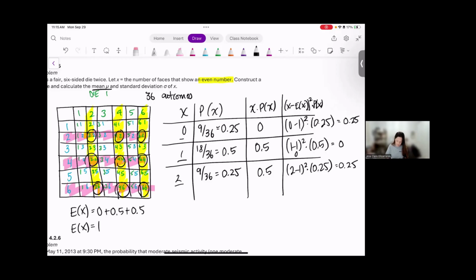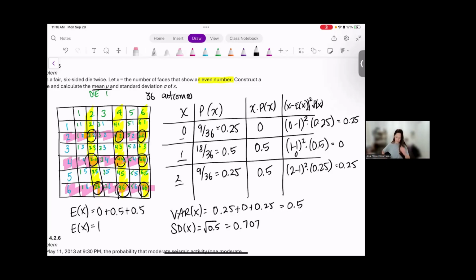Now, if I sum that, I'm going to get the variance of 0.25 plus 0 plus 0.25. That's going to give me a variance of 0.5. So then the standard deviation is found by square rooting 0.5, which is about 0.707. So we have a standard deviation of 0.707, and we have an expected value of 1 for this problem.